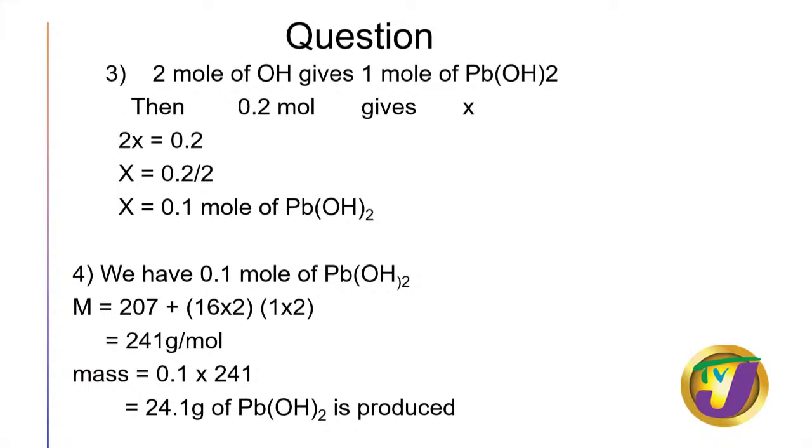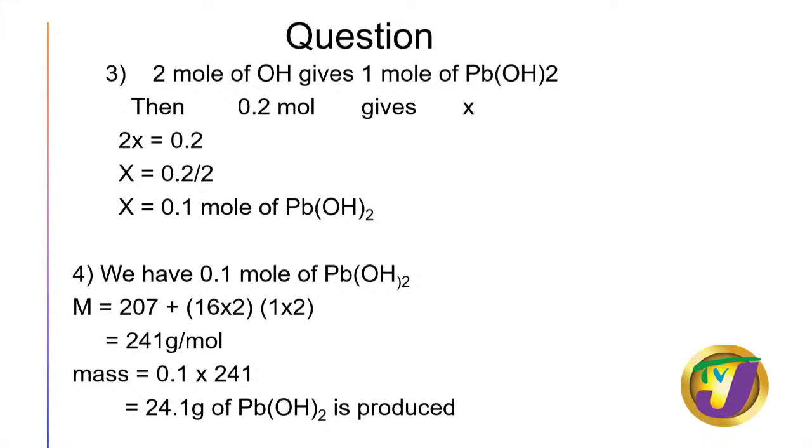Now, as we know from math class, how do we get X to be by itself? We will divide both sides by 2, all right? So X is going to equal 0.2 divided by 2, and you end up with 0.1 mole of lead hydroxide. So now we have just found the number of moles for the unknown. Right, remember, the unknown is what you're trying to find, what you're trying to answer the question with. So the last step now, we're going to use our molar mass. We're going to use the moles we just calculated to find mass.